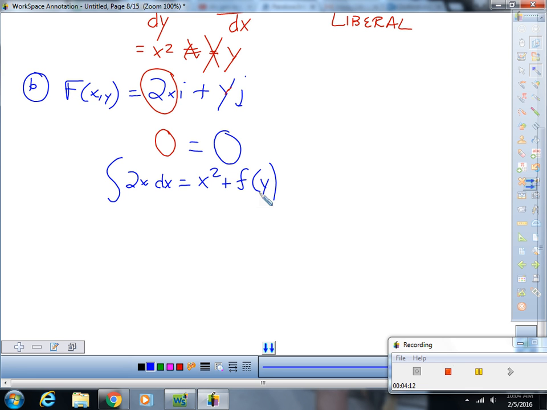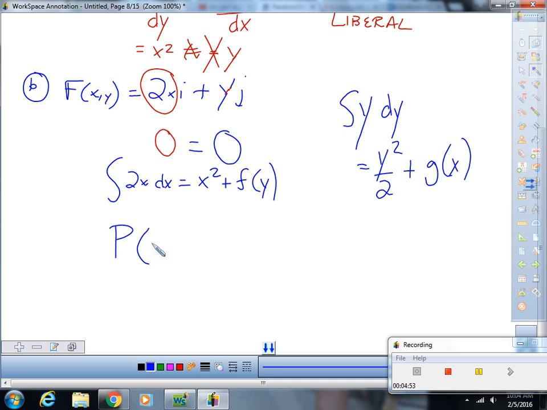We'll be all right. So what is the integral of y with respect to y? Y squared over 2 plus what? We'll call it g of x because f and g can be different functions. So what is our potential function? And this is not the same notation as the book, but what is p of x, y? It's x squared, what's our f of y, plus y squared over 2.